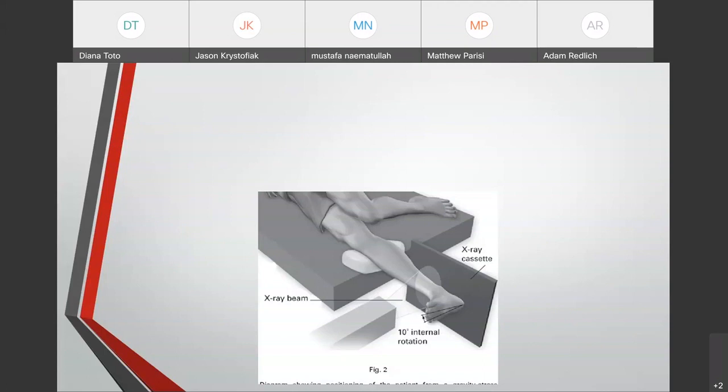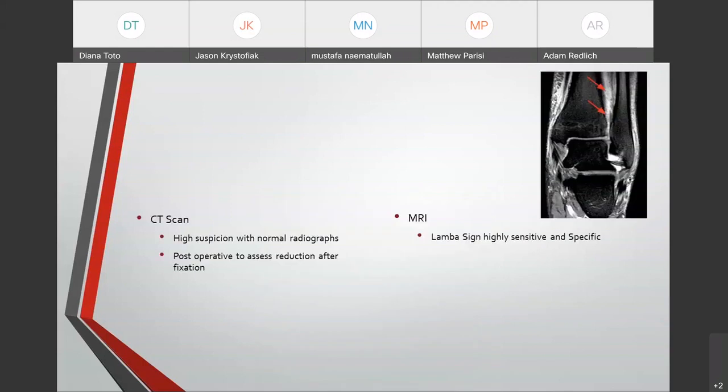And sometimes it's always good to get a contralateral view, just because if you're questioning the spacing that you see on the X-ray, you want to compare it to the contralateral side, because that could just be their normal anatomy as well. You can always get a CT scan if there's a high suspicion with normal radiographs, again, to look at any fracture patterns, as well as post-operative assessment for reduction after fixation. MRI is also a good test and is highly sensitive for these specific types of injuries.